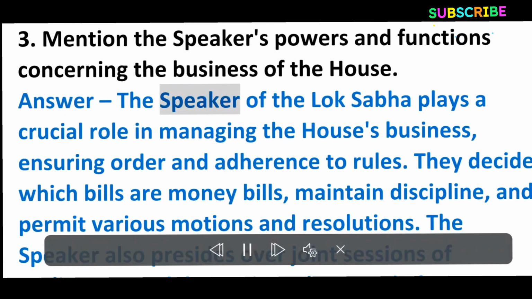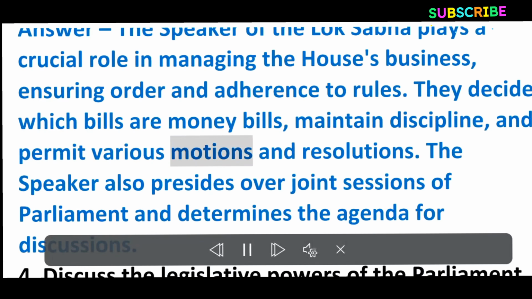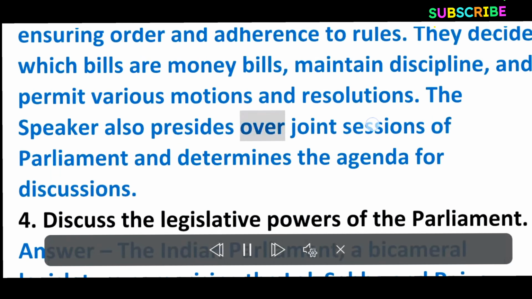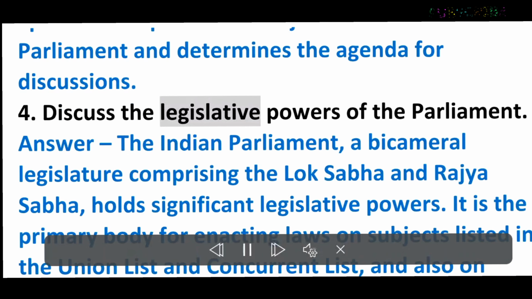Answer. The Speaker of the Lok Sabha plays a crucial role in managing the House's business, ensuring order and adherence to rules. They decide which bills are money bills, maintain discipline, and permit various motions and resolutions. The Speaker also presides over joint sessions of Parliament and determines the agenda for discussions. 4. Discuss the legislative powers of the Parliament.